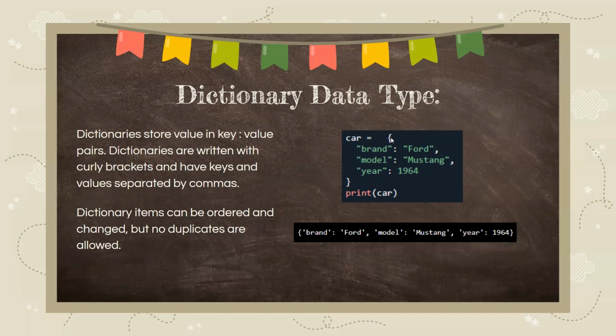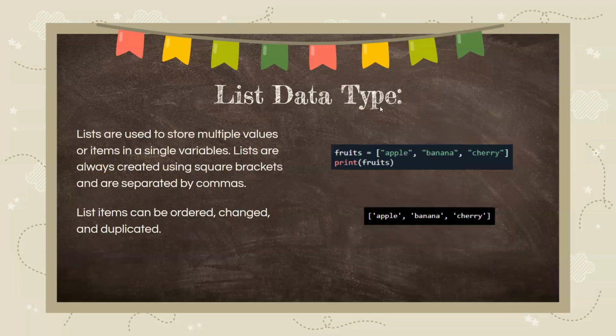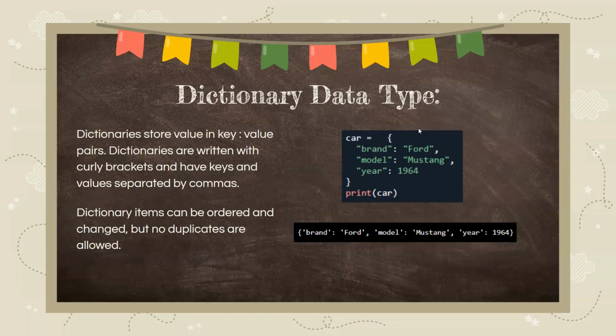We have car, so this is like describing a car. If you see back in our list, it was just single values like apple, banana, cherry. But here we have 2 sets of values, and they're separated by a colon. So brand colon Ford, model is a Mustang, year 1964. So this is kind of what a dictionary would look like.